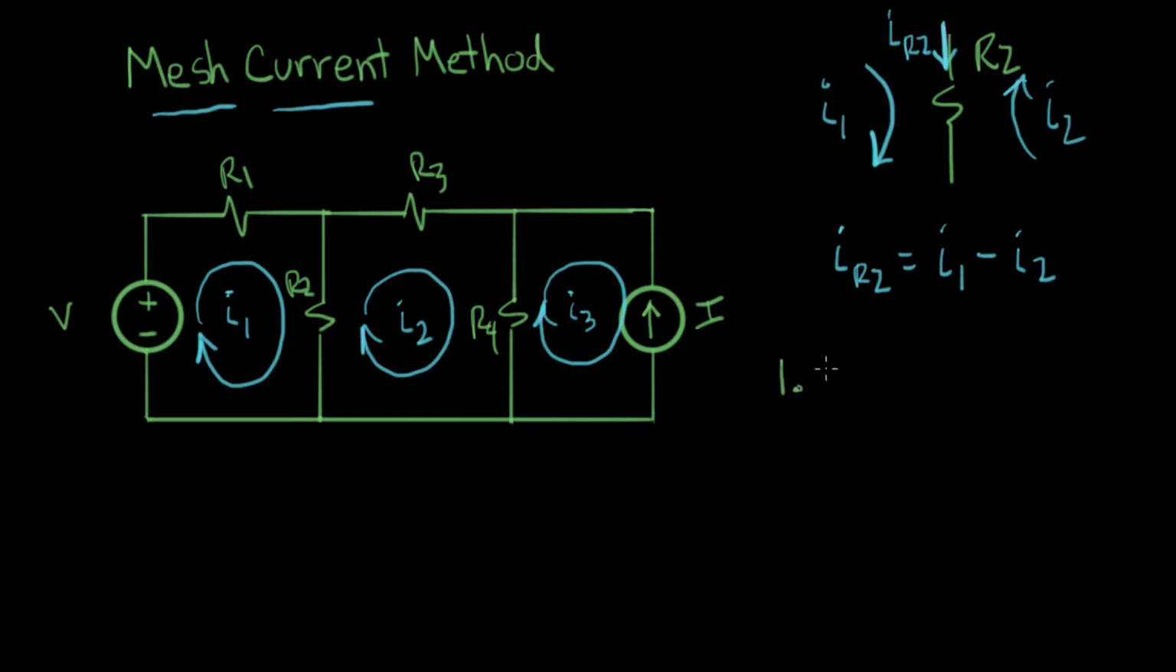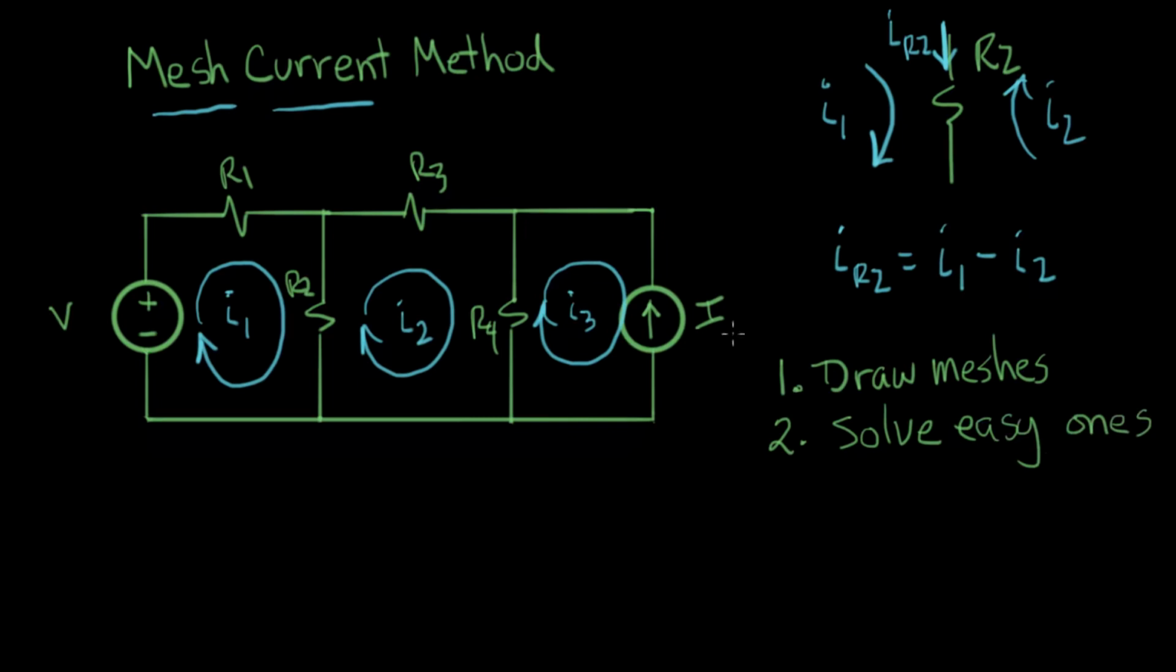The mesh current method is the first thing is to draw the meshes. And we did that over here when we drew I1, I2, and I3. And the second step is to solve the easy ones. When we say an easy one, here's an example of an easy one. The current source I right here defines what I3 is. So I3 is an example of an easy current to solve for.